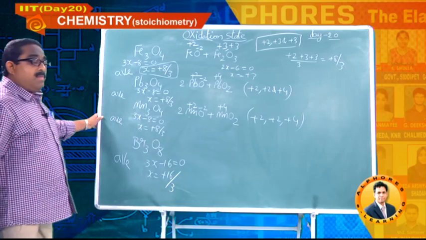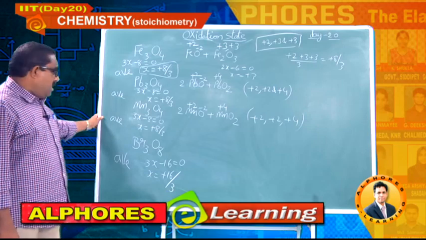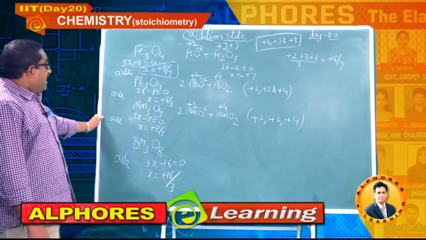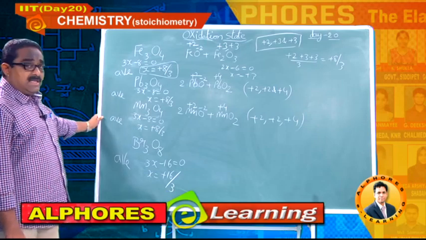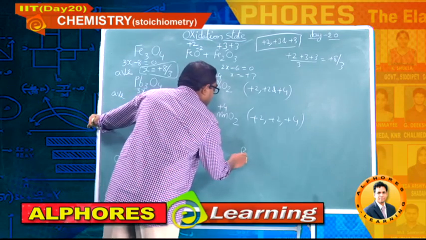But 3 bromine atoms are there. We need the bonding details of bromine and oxygen in this compound. I will give the details. No problem. You please concentrate. I am writing here.